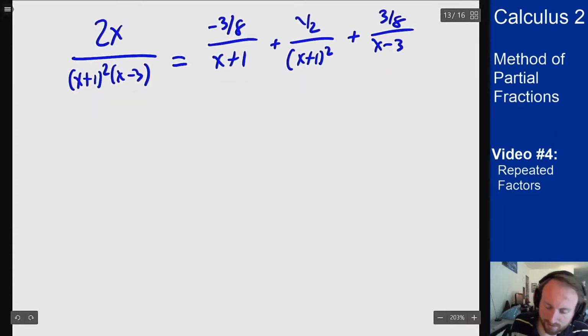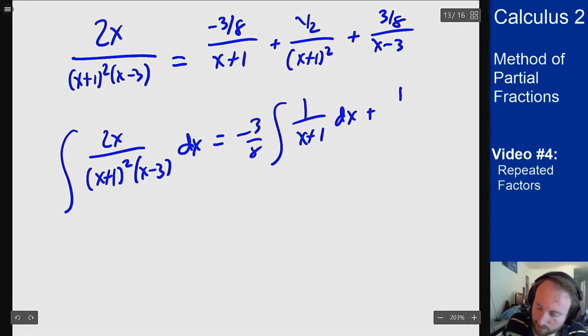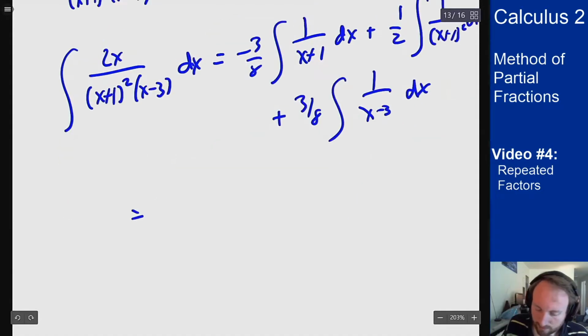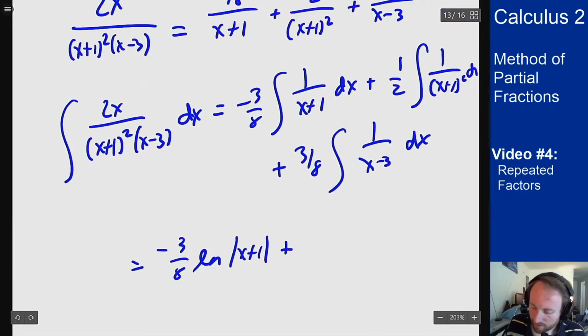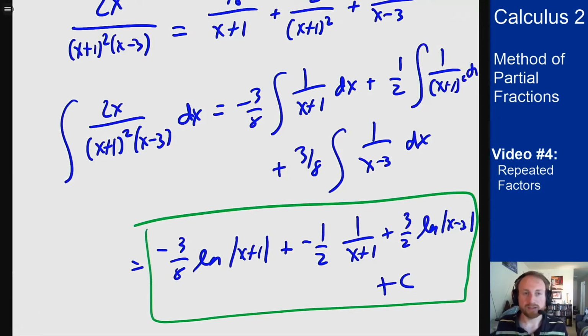This then means the integral can be written as negative 3/8 the integral of 1 over x plus 1, plus 1/2 the integral of 1 over x plus 1 squared, and then 3/8 the integral of 1 over x minus 3. And I can integrate all these out. So I get negative 3/8 log of x plus 1, plus negative 1/2 times 1 over x plus 1, and then plus 3/8 log of x minus 3, plus C. That's what you get in that case there. And that's the basic idea.